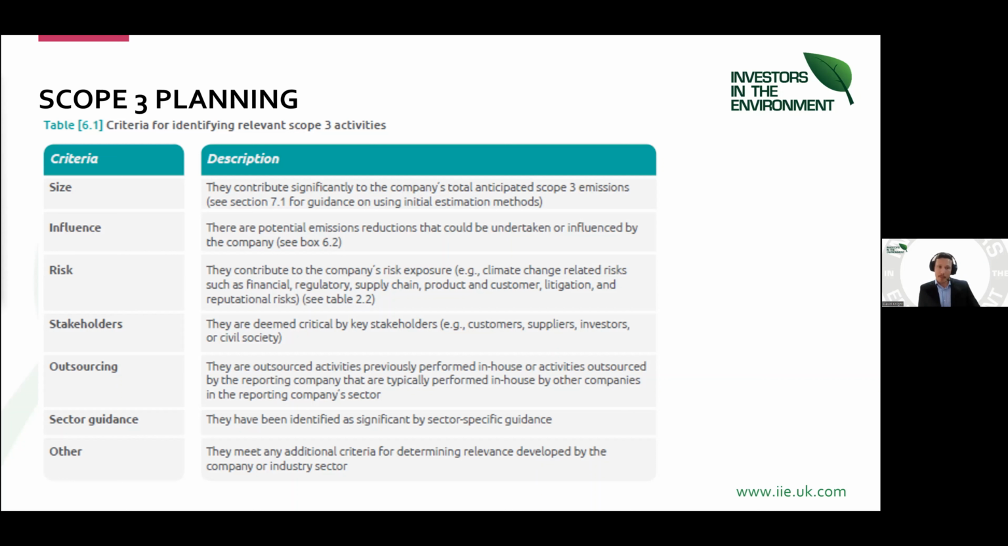But we want to think about impact first, and then also consider if we do have a very good influence over a particular stream, of a particular inventory point, then that's something we may want to include, because if we have got a good influence, it's something we can almost do straight away.